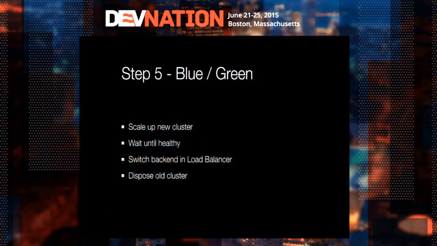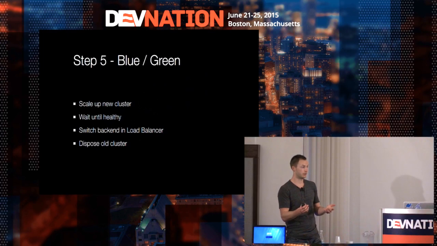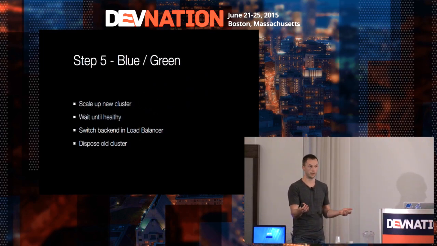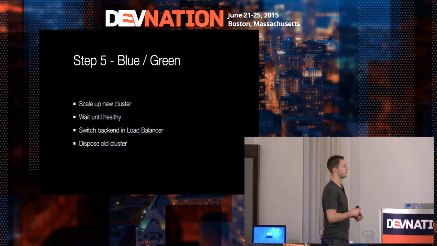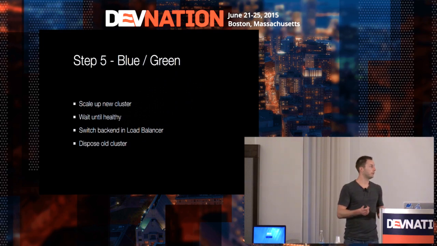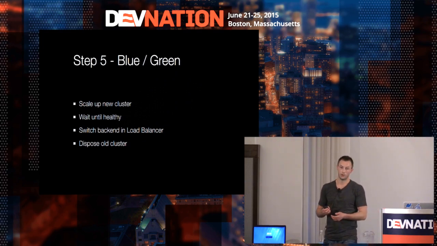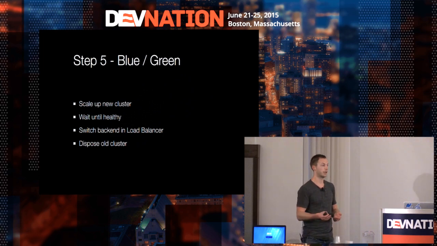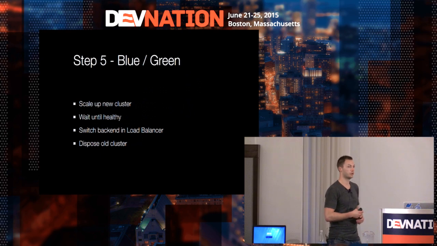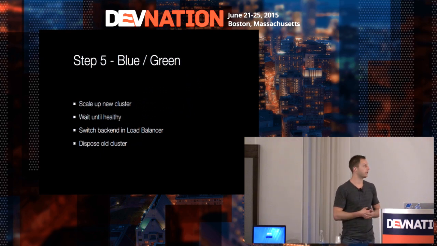So we need some kind of mechanism that does the following. First of all, we want to deploy the new version of our application and scale up a new cluster for that. Then we need to wait until it's healthy. And waiting until it's healthy also means that we have to have some kind of way to know if it's healthy or not. So we need some kind of health check mechanism. When everything looks healthy, we just switch the backend in the load balancer. So all the traffic that comes into the application now uses the new version of the application. And then we can just dispose the old cluster, and the update is complete.